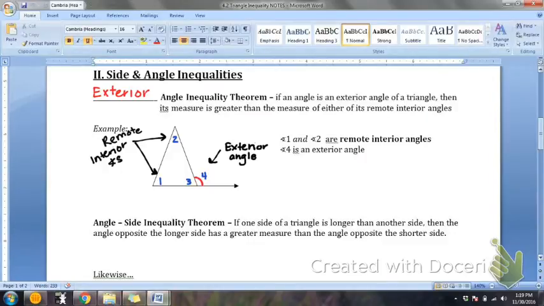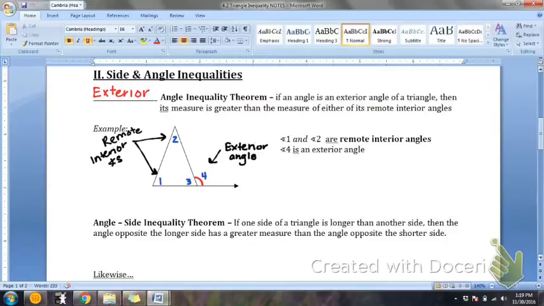You with me? Okay. Brianna, can you leave the cap on for me, please? We call 1 and 2 remote interior because they are the only two that are not touching angle 4. You guys see that 1 and 2 are on the inside of the triangle, but they're not touching angle 4. So we call those remote interior angles. Okay? Number 3 does not have a special name.